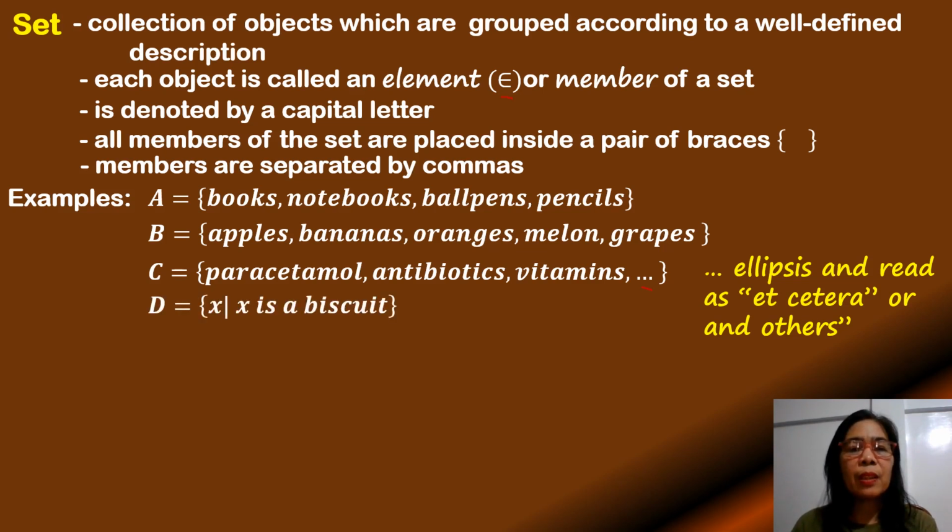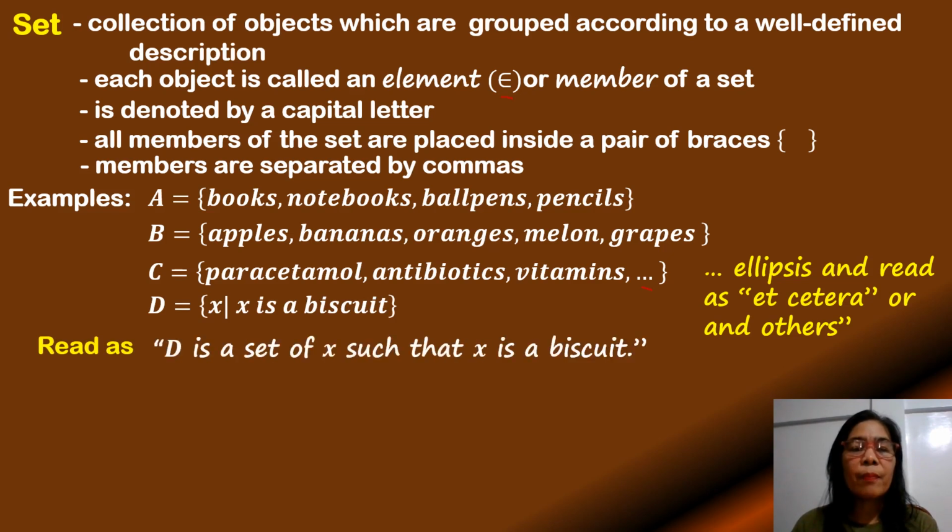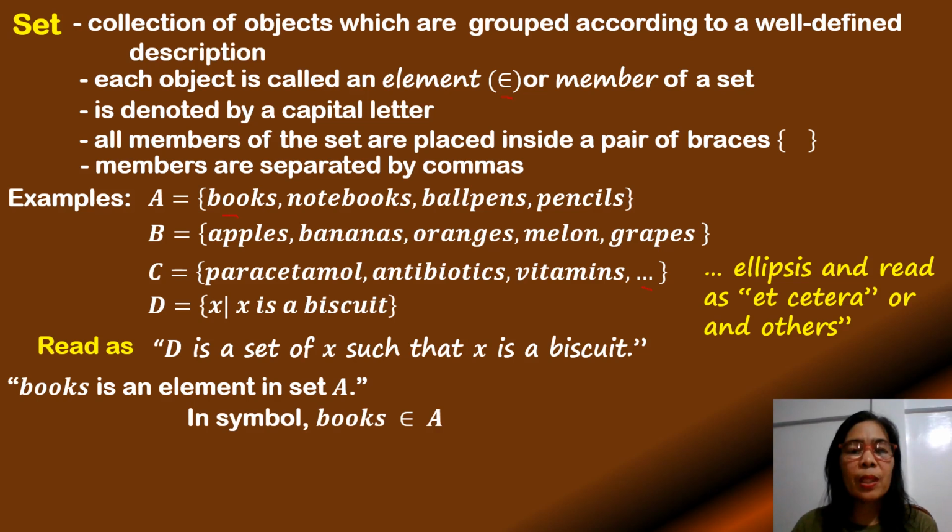Then we have another set D, and we read this one as D is a set of x such that x is a biscuit. That means all biscuits belong to set D. So looking at the given sets, we can say that books is an element in set A. And this is represented by the symbol books, then the epsilon for element, and then A. We read this one as books is an element in A or books belongs to set A.